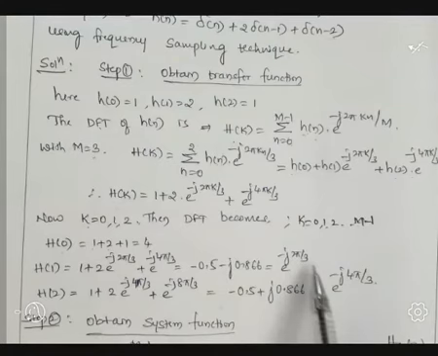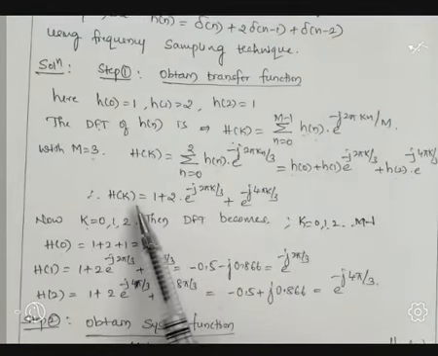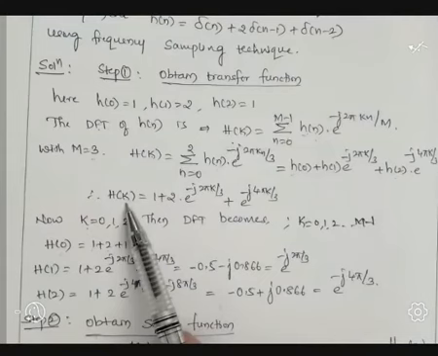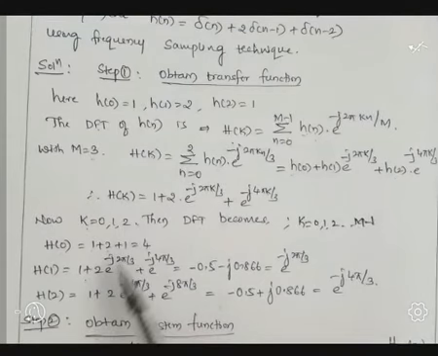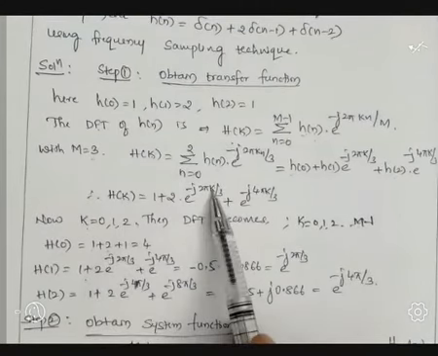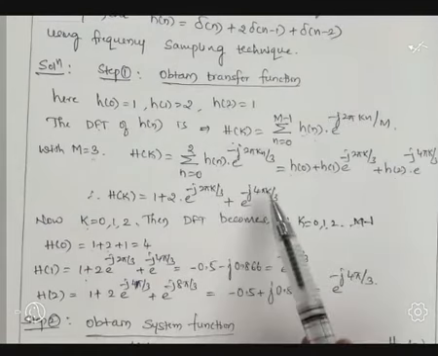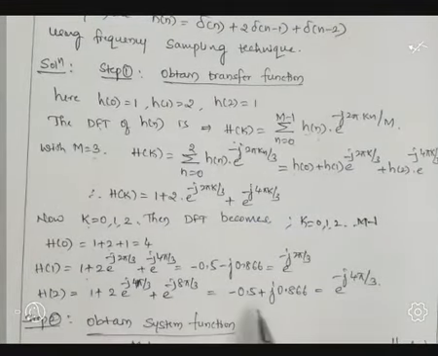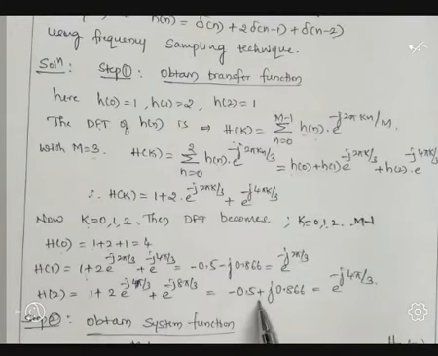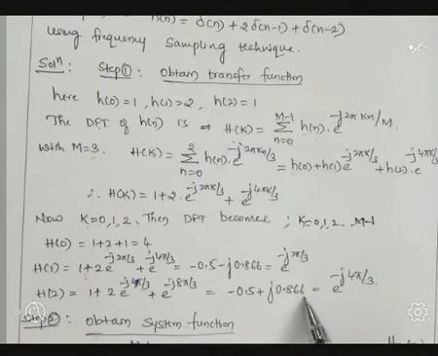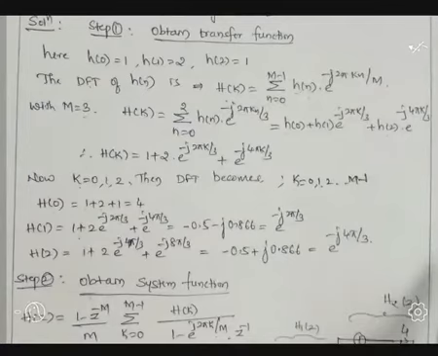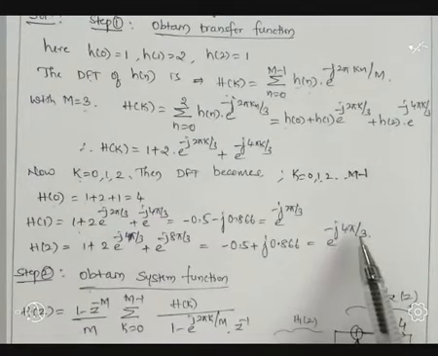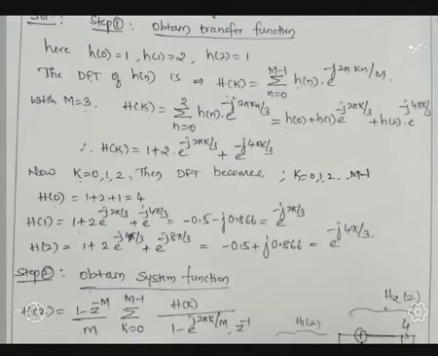Next, the last value, k equal to 2. Substitute k equal to 2, 1 as it is plus 2 as it is. Here k equal to 2 means 2 pi into 2, it becomes 4 pi by 3. Next, 4 pi into 2 becomes 8 pi by 3. Simplifying this, we get the answer minus 0.5 plus j 0.866. In the other form, e to the power minus j 4 pi by 3.